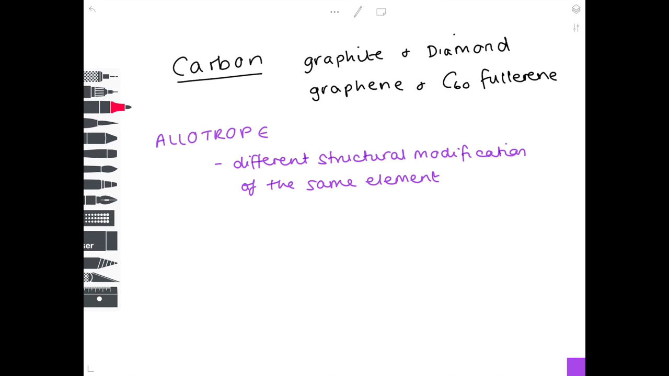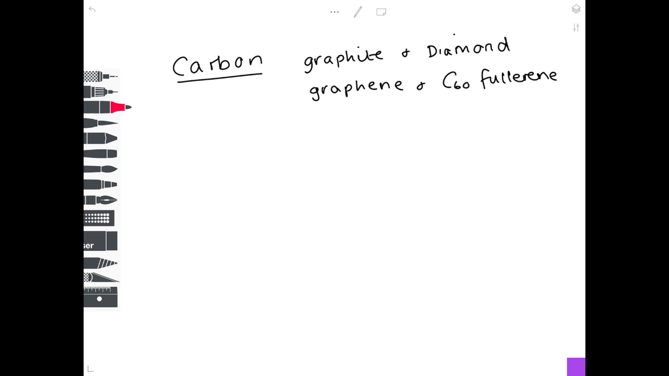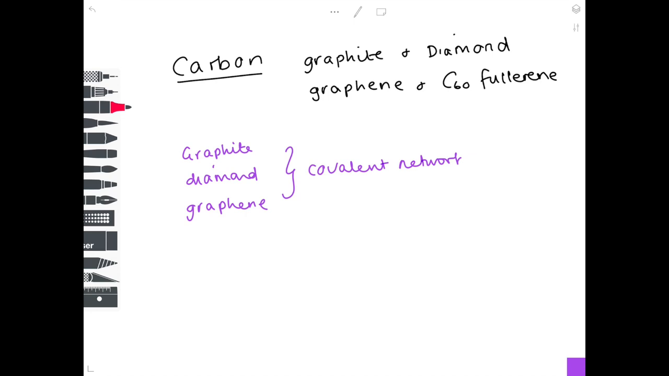So we're going to start by looking at the similarities between some of these structures. And we're going to start by looking at graphite, diamond, and graphene collectively, because these are all covalent network solids. And what this means is that the atoms are held together by covalent bonds, which we know to be exceptionally strong.